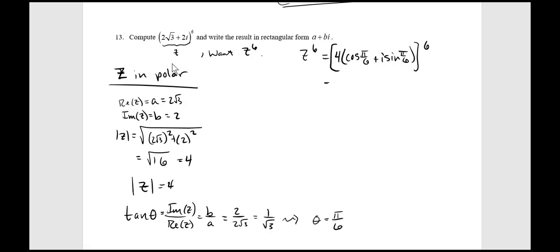Well, so this is easy to write. This is 4 to the sixth times cosine of, now we multiply the angle, the argument, by 6. So let's see, this is some terrible number. What do we get? 4 raised to the sixth power, I get 4096. 4096 is 4 to the sixth power. And notice, pi sixth times 6, that's just pi.